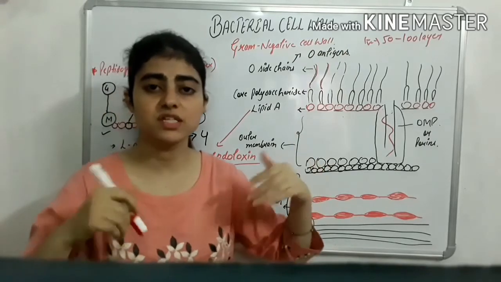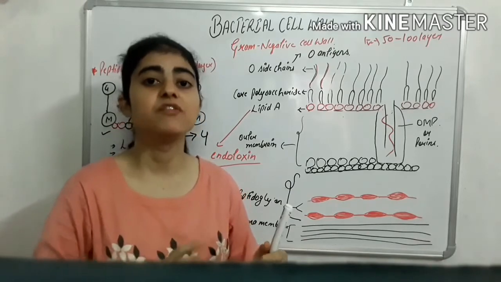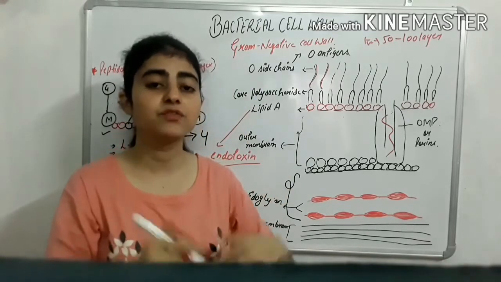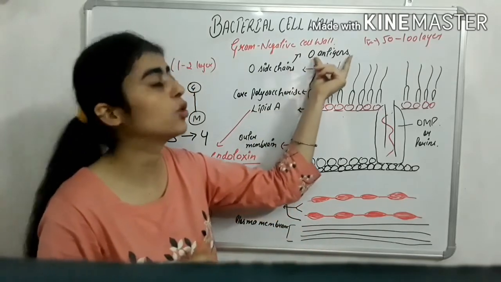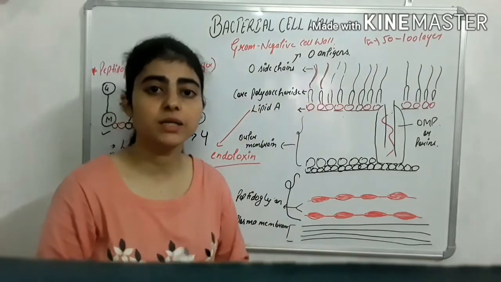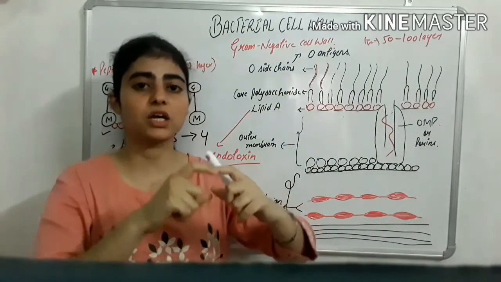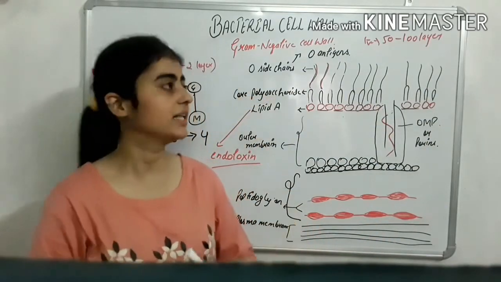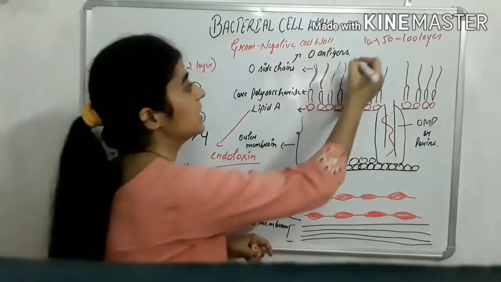antigens? Once the bacteria enters into the body of the host, our immune system will recognize the bacteria. And what part will the immune system recognize? It will recognize the O antigens. Our immune system will not recognize the whole bacteria. It will only recognize some portion of it that is called O antigen. These are also called somatic antigens.